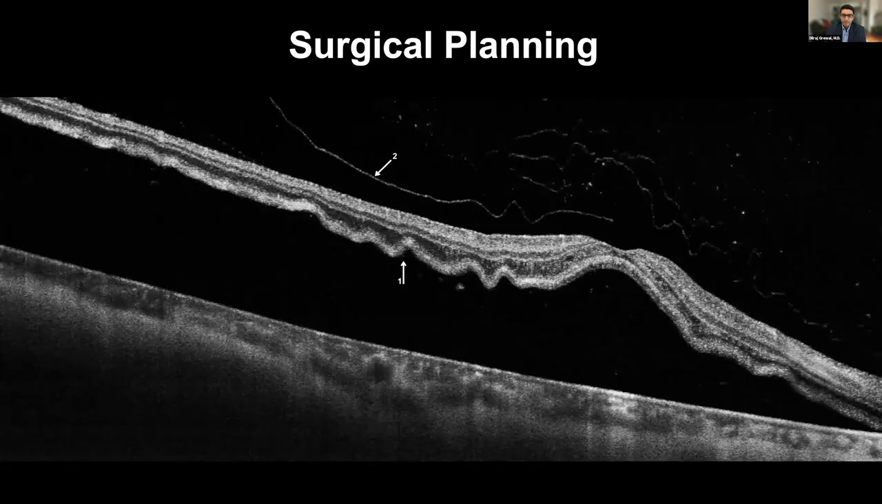In this case, with the retinal detachment, you can see the presence of outer retinal corrugations that indicate a rhegmatogenous component to the retinal detachment, but also you can see that the posterior hyaloid is attached, and this impacts your surgical decision-making in terms of what treatment to offer this patient.